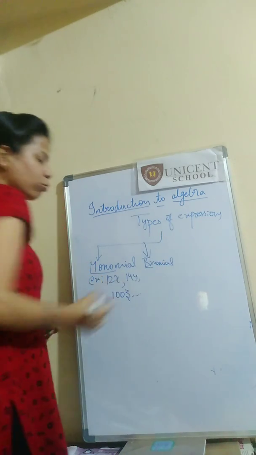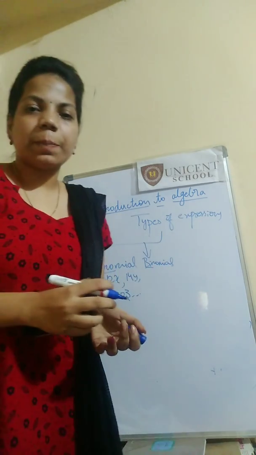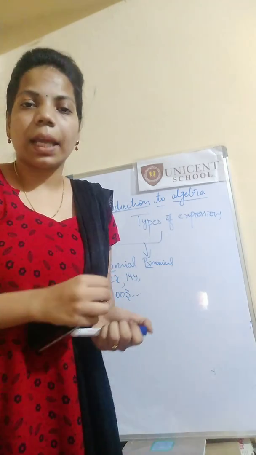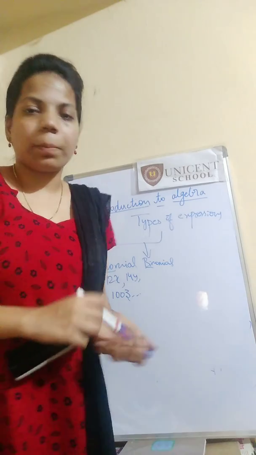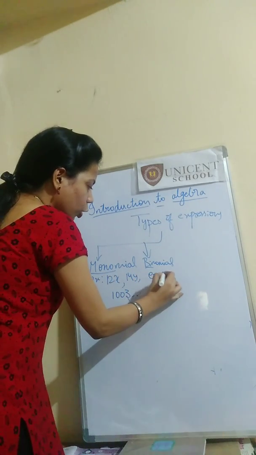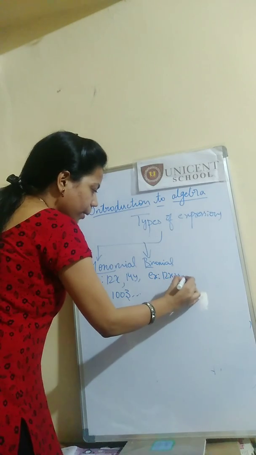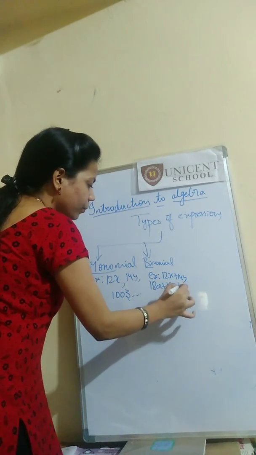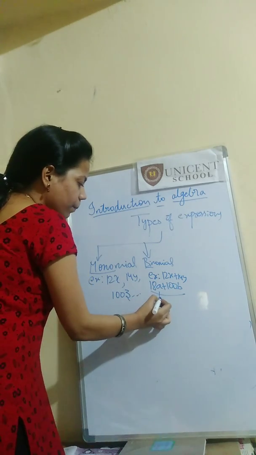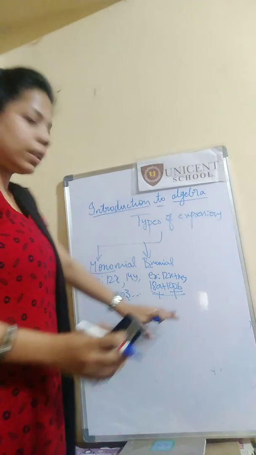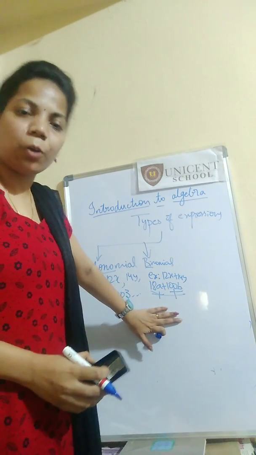Bi means two. If an expression has two terms in it, then the type of expression is called binomial. See here, example: 12x plus 14y, 18a plus 100b. If you see this expression, it has two terms, 18a and 100b. So this type of expressions are called binomials.